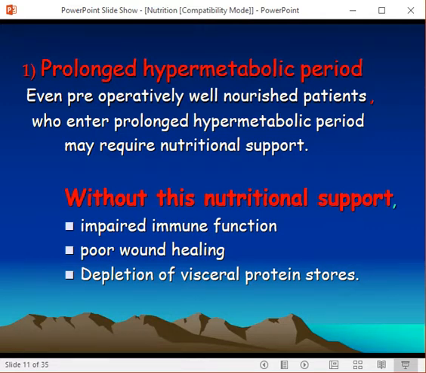Without this nutritional support, there is impaired immune function, there is poor wound healing, and there is a depletion of visceral protein stores. So these are the problems if you are not supporting this patient nutritionally.